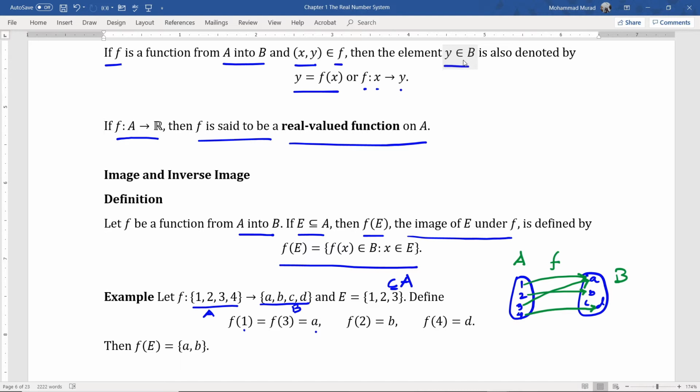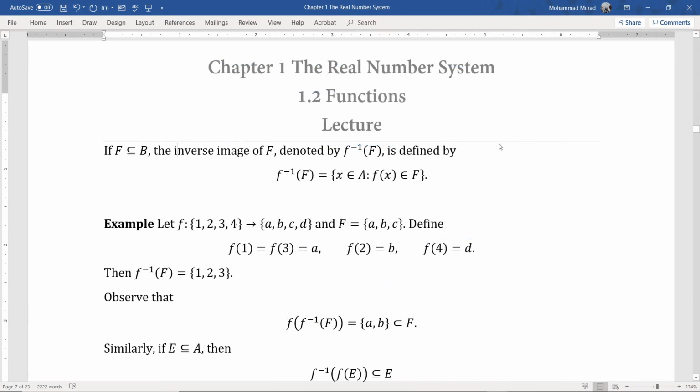So the image of E under f is the set {a, b}, because 1 has the image a, 2 has the image b, and 3 has the image a. So f of E contains all the images of the elements in E. If F is a subset of B, then the inverse image of F, denoted by f inverse of F, is defined by the following. So f inverse of F contains all the x in A whose output f of x is in F.